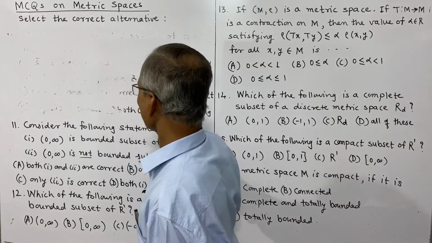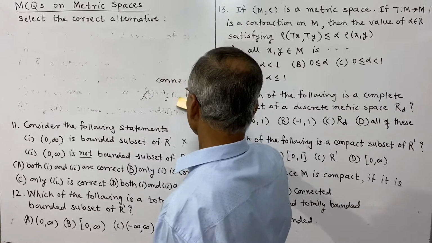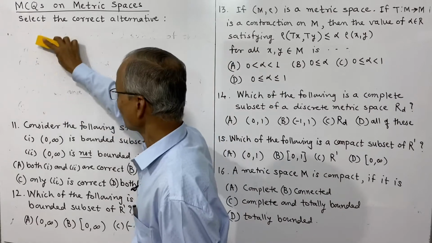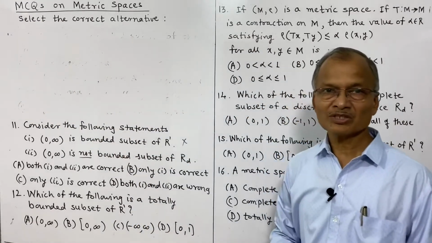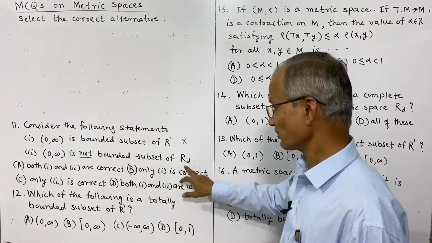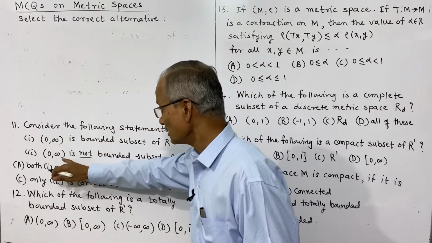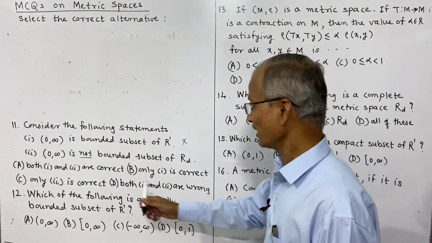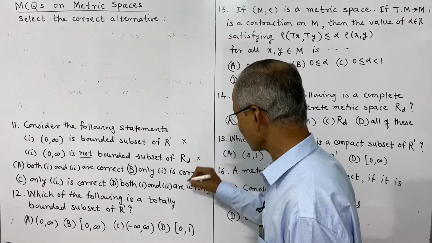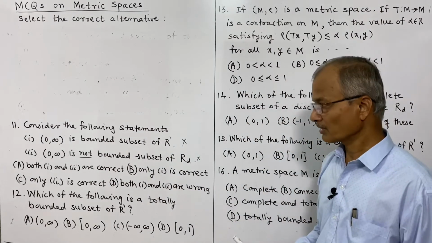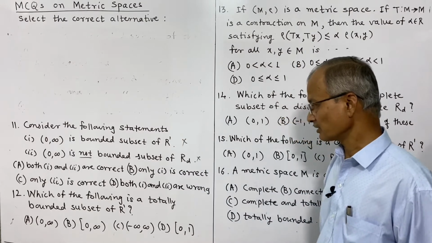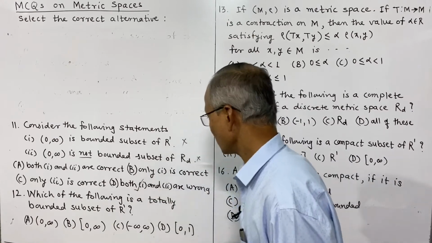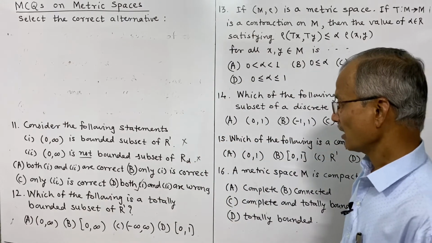So there are only two distances in RD, either 0 or 1, and both are finite numbers. That means distance remains finite in a discrete metric space, and therefore this is a bounded subset. Every subset of RD is always bounded, and here "not" is written, therefore this is also not correct. It is bounded, so this statement is false. So both are wrong, and the correct alternative for the 11th is the last option.